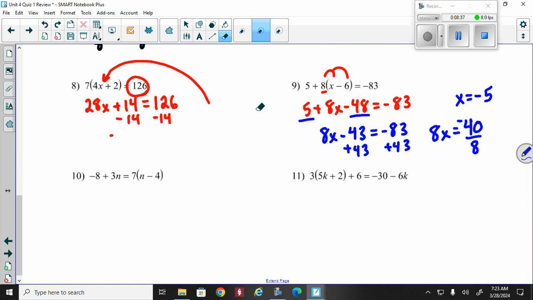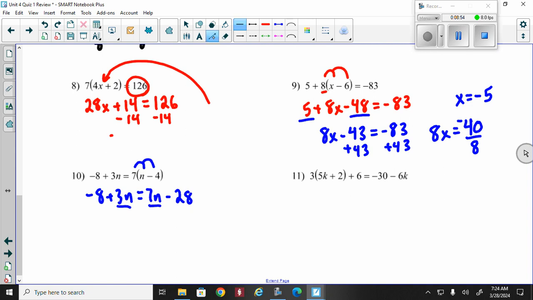First thing we got to do is we have to distribute. We've got to take the 7, distribute. So we're at negative 8 plus 3n is equal to 7n minus 28. So we have an n on the left-hand side and we have an n on the right-hand side. You've got to decide where do you want to put your n. Now what I'm going to do is put a little barrier here just to show the difference between the left and right-hand side. So I'm going to put all of my n's on that side.